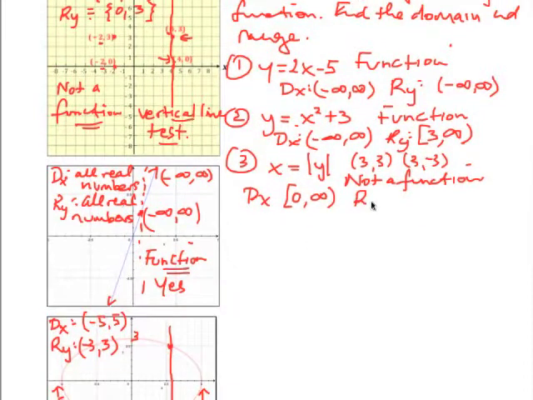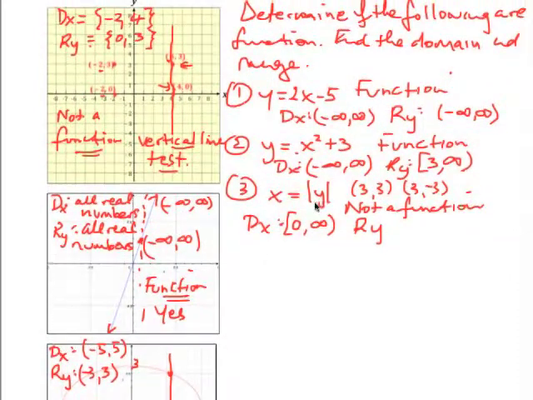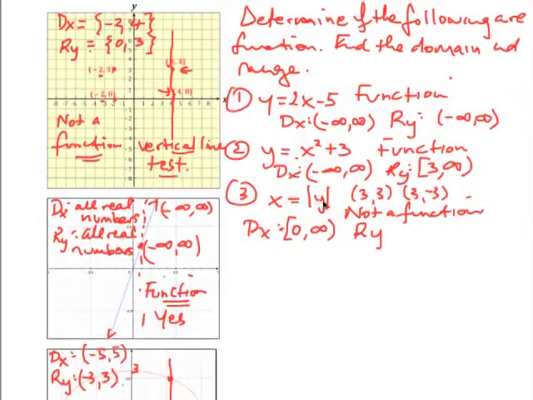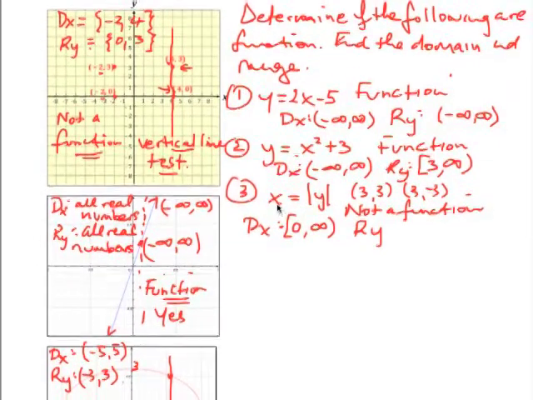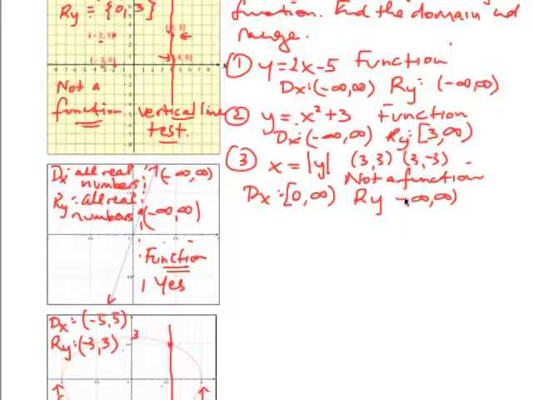And what is the range? Well, of course, the range has to do with what can the y values be here. Well, they can be anything, because when I take the absolute value, I'll get a positive number, so that'll be fine. So that will be all real numbers.